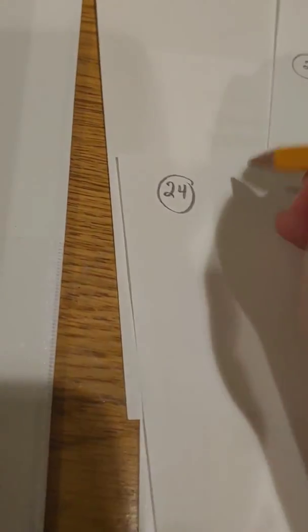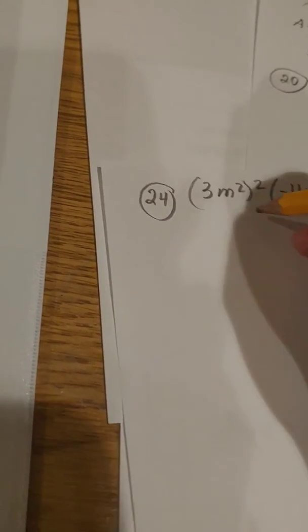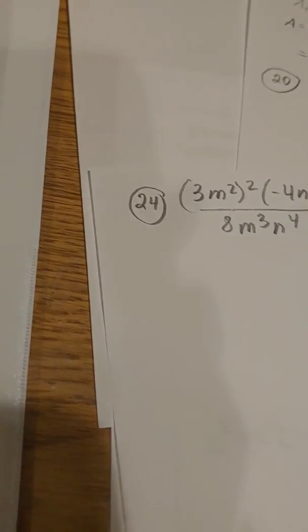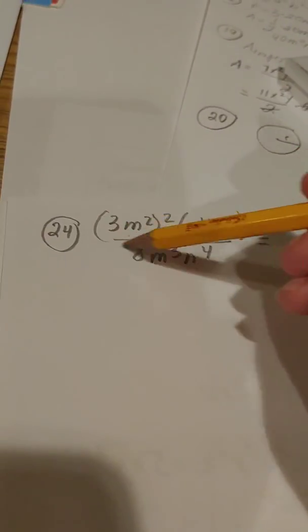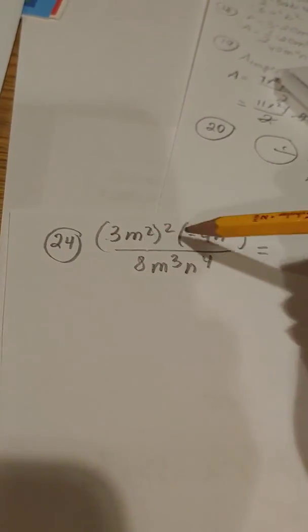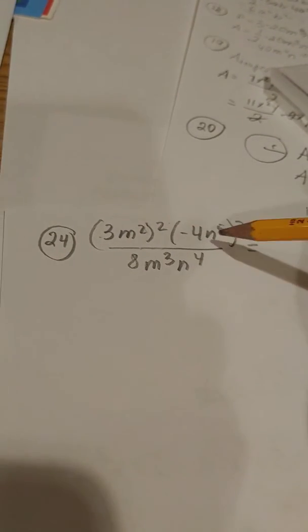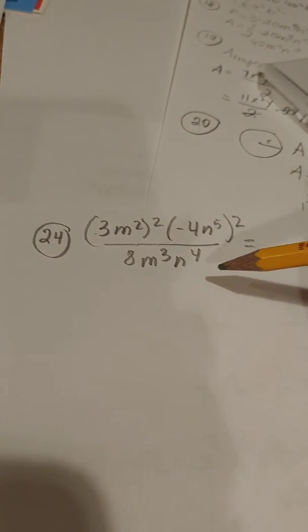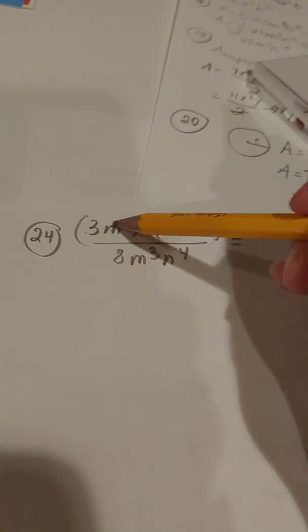Okay, I'm going to flip the page, and I'm going to go over number 24. 3m to the 2nd power squared minus 4n to the 5th power squared over 8m to the 3rd power n to the 4th. So what I see here, I see that I have to raise all this inside of the parentheses to the 2nd power, and then I have to raise this to the second power as well. In other words, I have to square both.